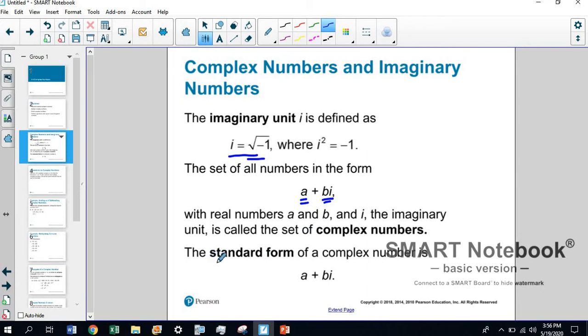And so the standard form of a complex number then is A plus BI, where again, A is called the real part, and the BI is called the imaginary part. Okay?